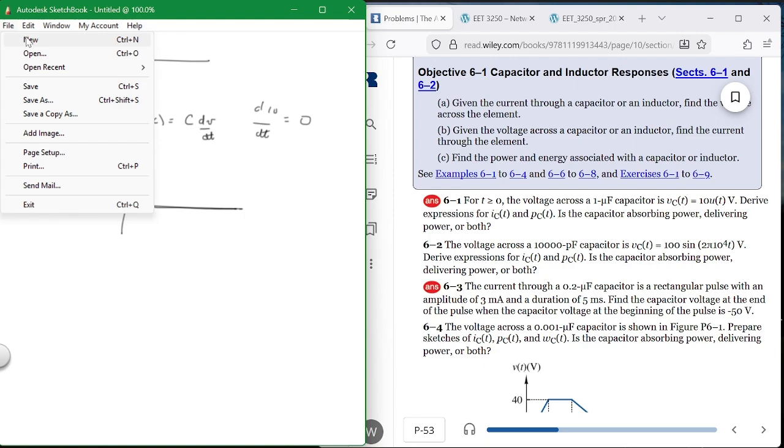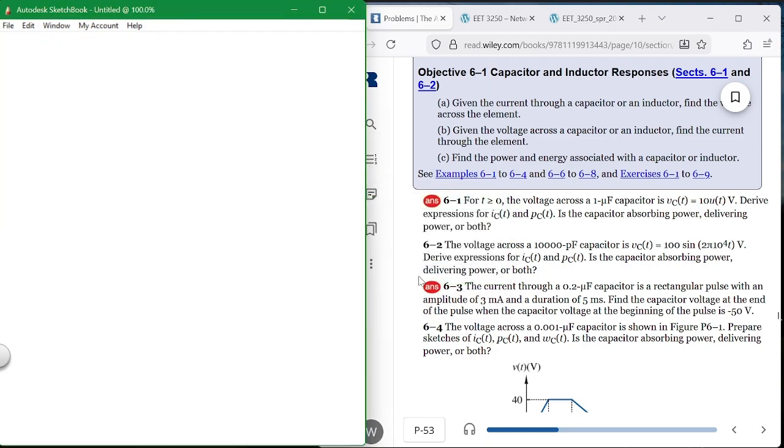6.2. The voltage across the 10,000 picofarad capacitor, V, is 100 sine of blah blah blah. Derive the expression for I of C and P of C. So we've got a 10,000 picofarad capacitor, which is equal to what? Equal to 10 to the minus 8 farads. So that's our capacitor. This is minus 12, 11, 10, 9, 8.